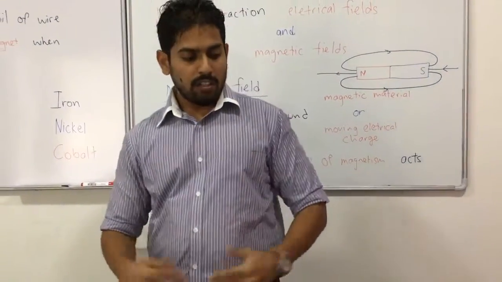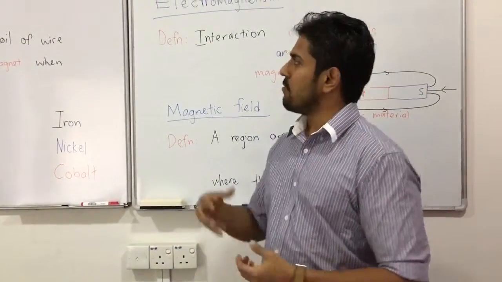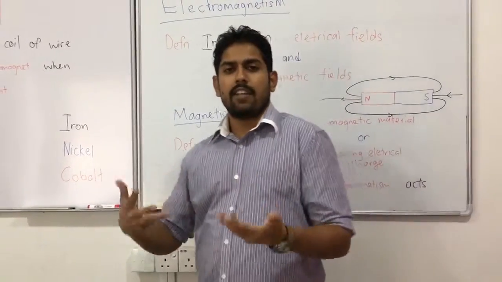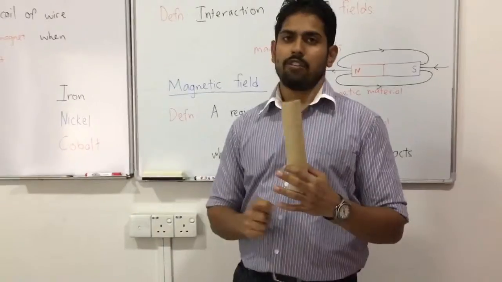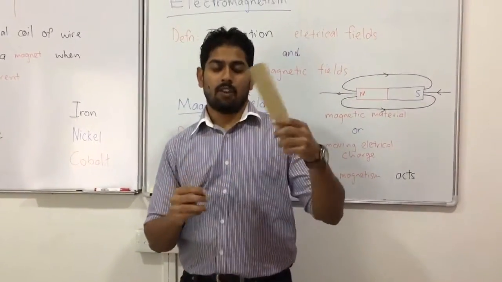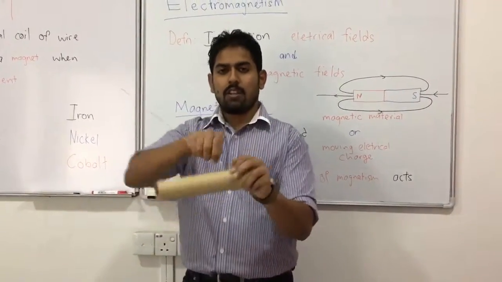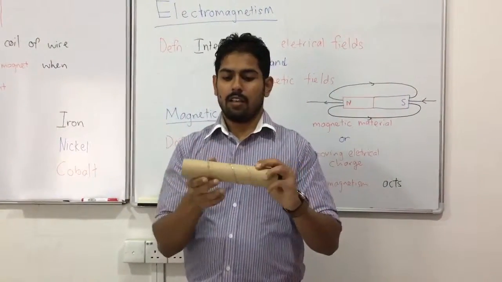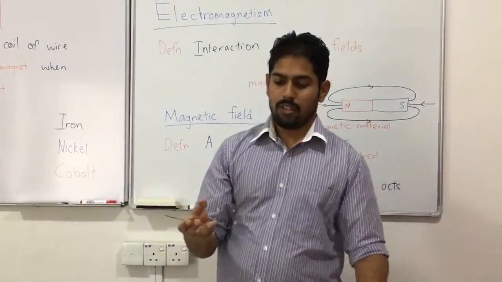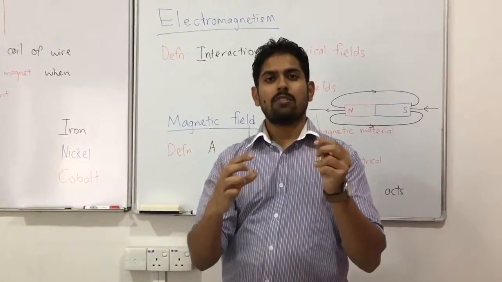Alright. Now let's look at a solenoid. Solenoid is a fancy name given to basically a cylindrical wire. For example, I'll show you how a solenoid is made. You have a straight wire, you have a cylinder like this, you just coil it around this. Alright. Now if I remove this, what I have now is a solenoid.